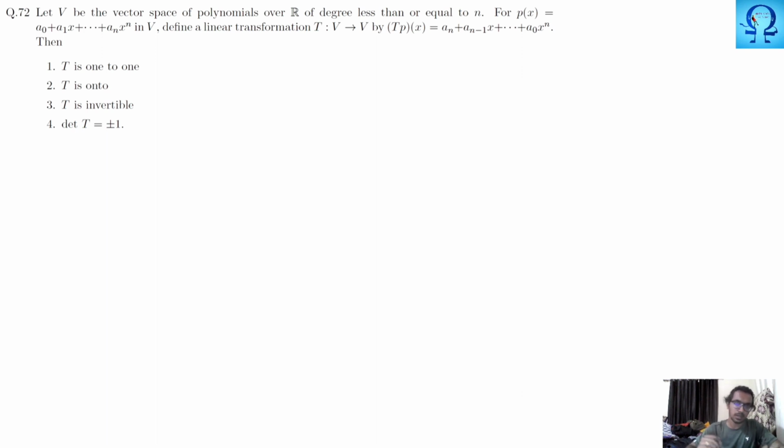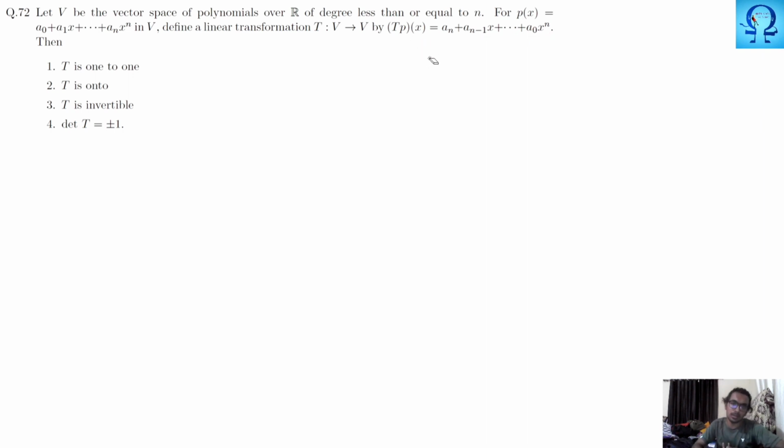The first question is given as: V is a vector space of polynomials over R of degree less than or equal to n. So whatever element we take from the vector space V is in the form p(x) = a0 + a1x + etc. till an x^n. We define a linear transformation from V to V such that T(p(x)) = an + a(n-1)x + etc. till a0 x^n.